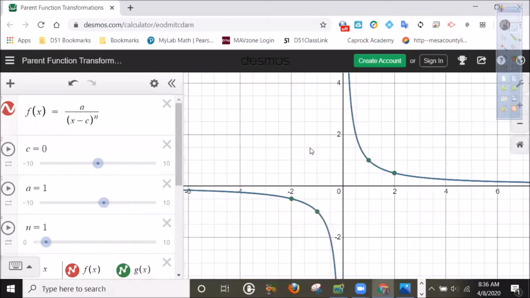Coming back to Desmos, I have altered our function just a little bit. Now instead of a over x to a power, it's a over x minus c to a power. So I've added a number inside the function, kind of inside the denominator. And let's see what effect that number has.